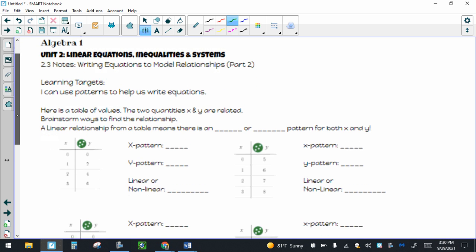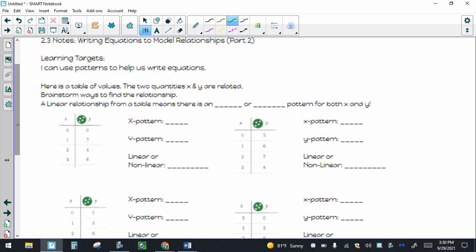All right, today is really a pattern looking day, right? We're looking at some tables of values, X and Y are related. And down here, a linear relationship from a table means that there is an adding or a subtracting pattern for both X and Y. So we're trying to think of what are you adding all the time or what are you subtracting all the time.